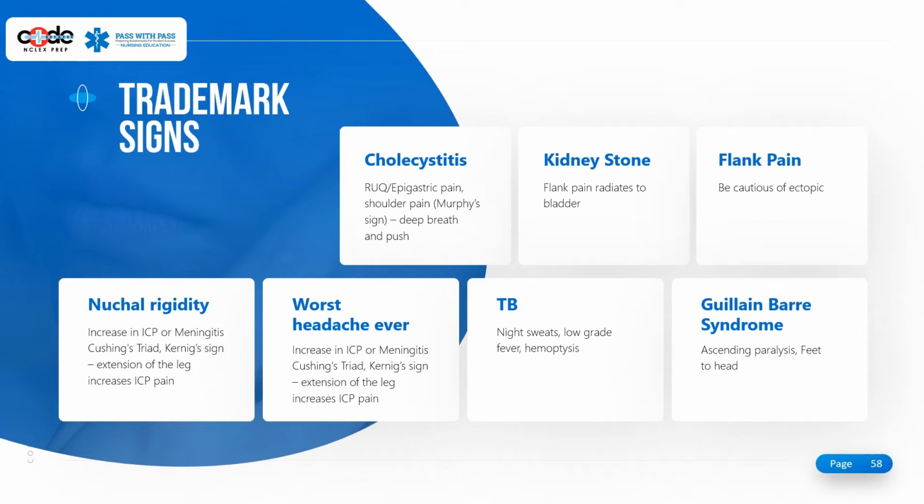With tuberculosis that we talked about recently, tuberculosis is going to be those night sweats, low-grade fever, and hemoptysis. And then also Guillain-Barre Syndrome. That's when you're going to have ascending paralysis, and they always talk about that one as well. That's going to be concerning.